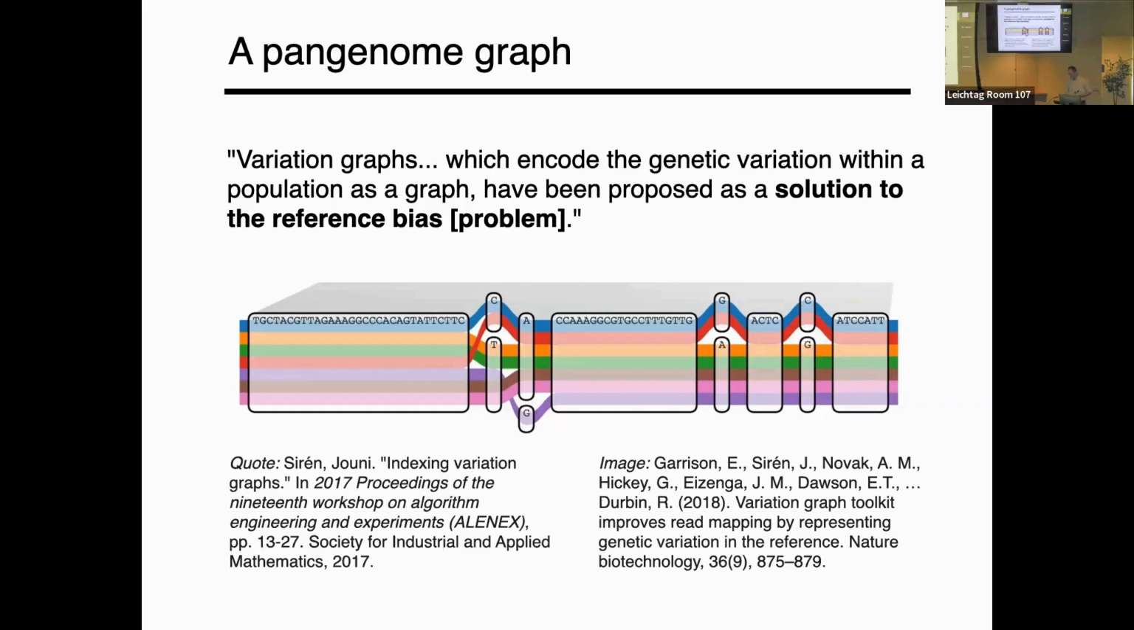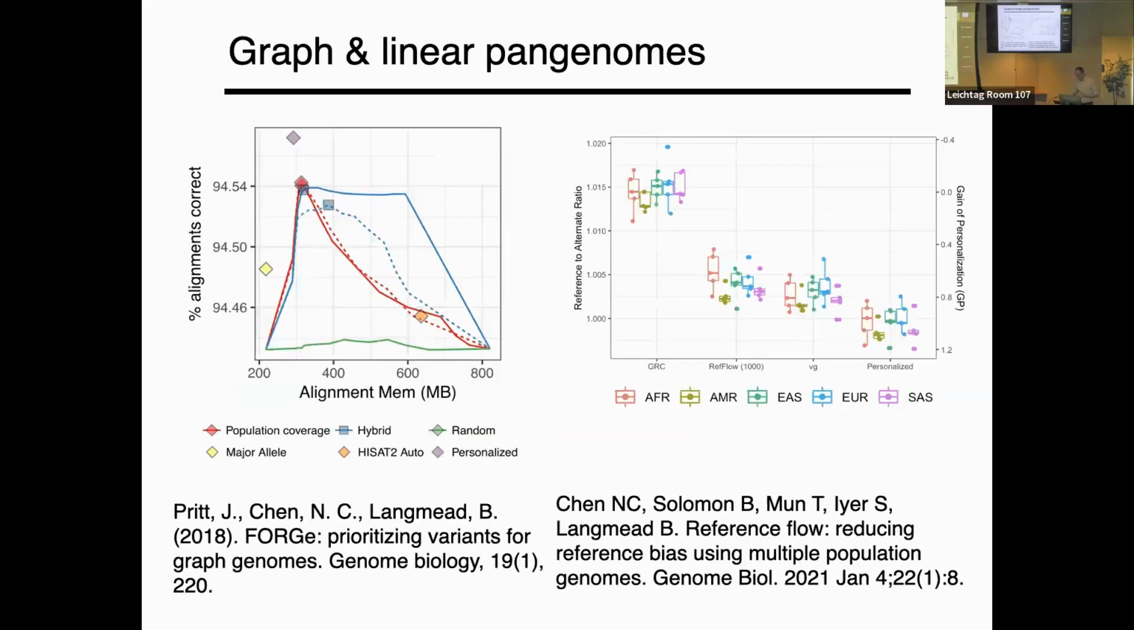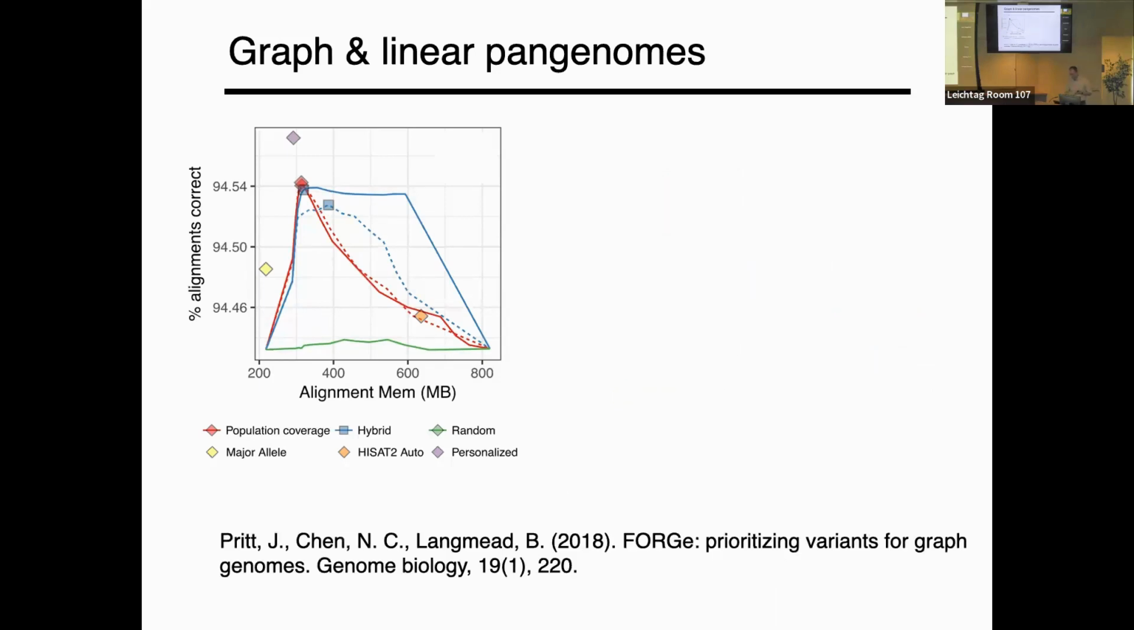Early in the days of graph pangenomes, some students from my group investigated a couple of questions: if you have a graph pangenome and you're going to add variation to it, what variation and how much variation should you add? Should you add all of it? Or should you perhaps be picky and only select some of it for inclusion in the pangenome graph? So let me start with the paper on the left. This was the paper describing the so-called Forge tool for prioritizing variants.